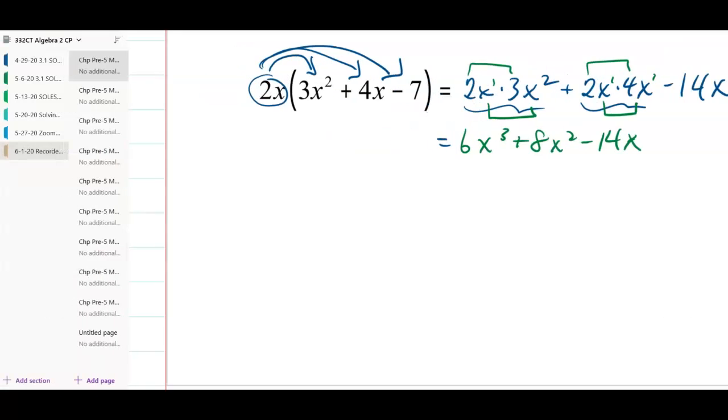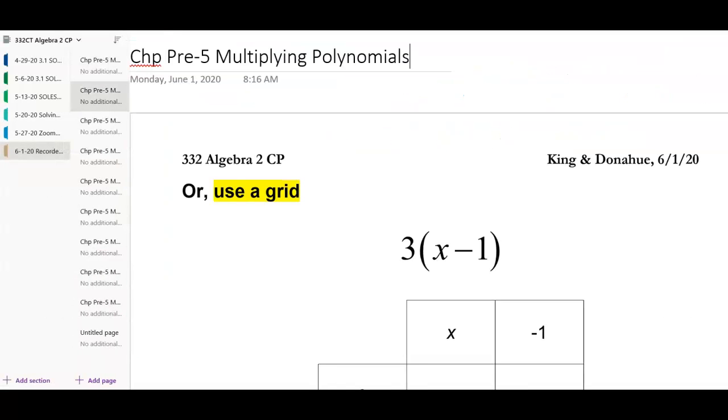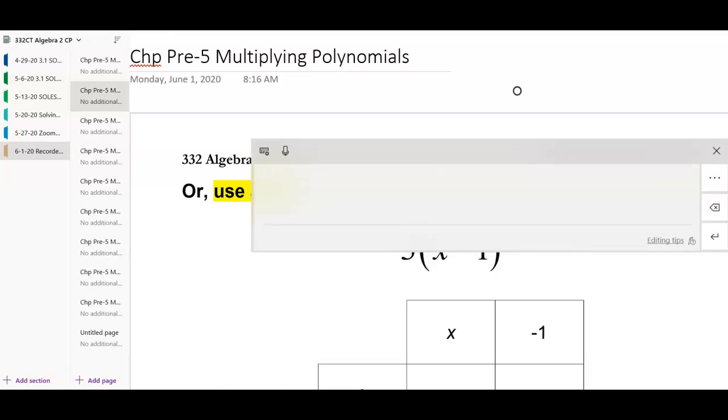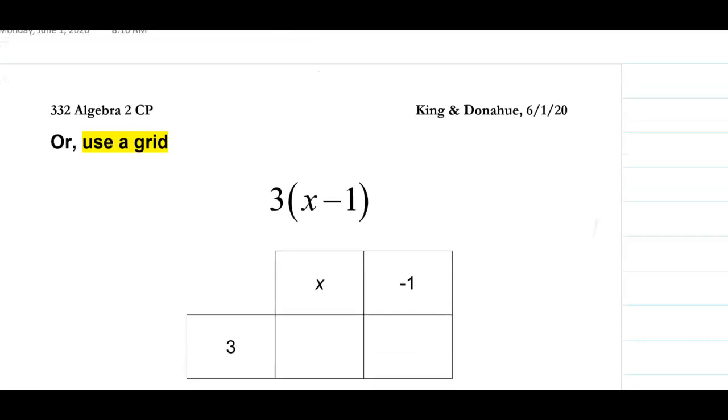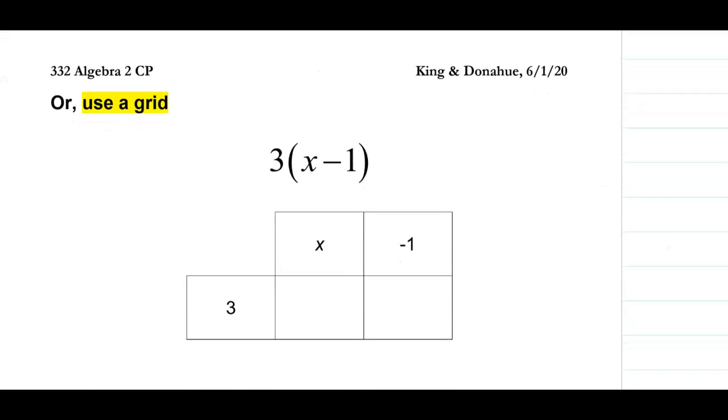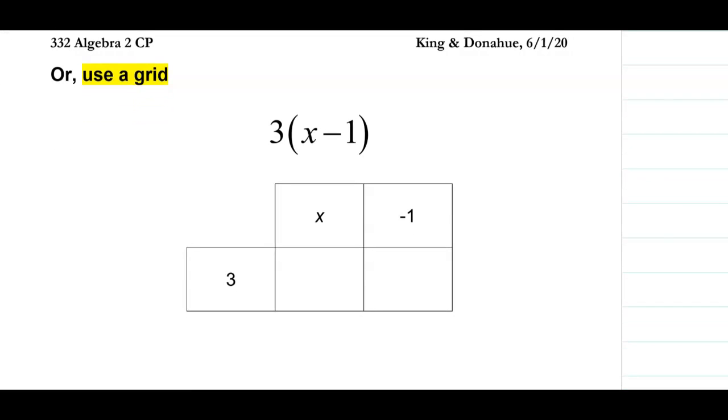Let's go to the next page. So we can look at these products, these multiplications, another way, and this may be helpful to you. So the idea here is we can make a grid, you might say, to structure this distribution. And so we're going to put the 3 down here, off to the left, and we're going to break the x minus 1 into an x and a minus 1.